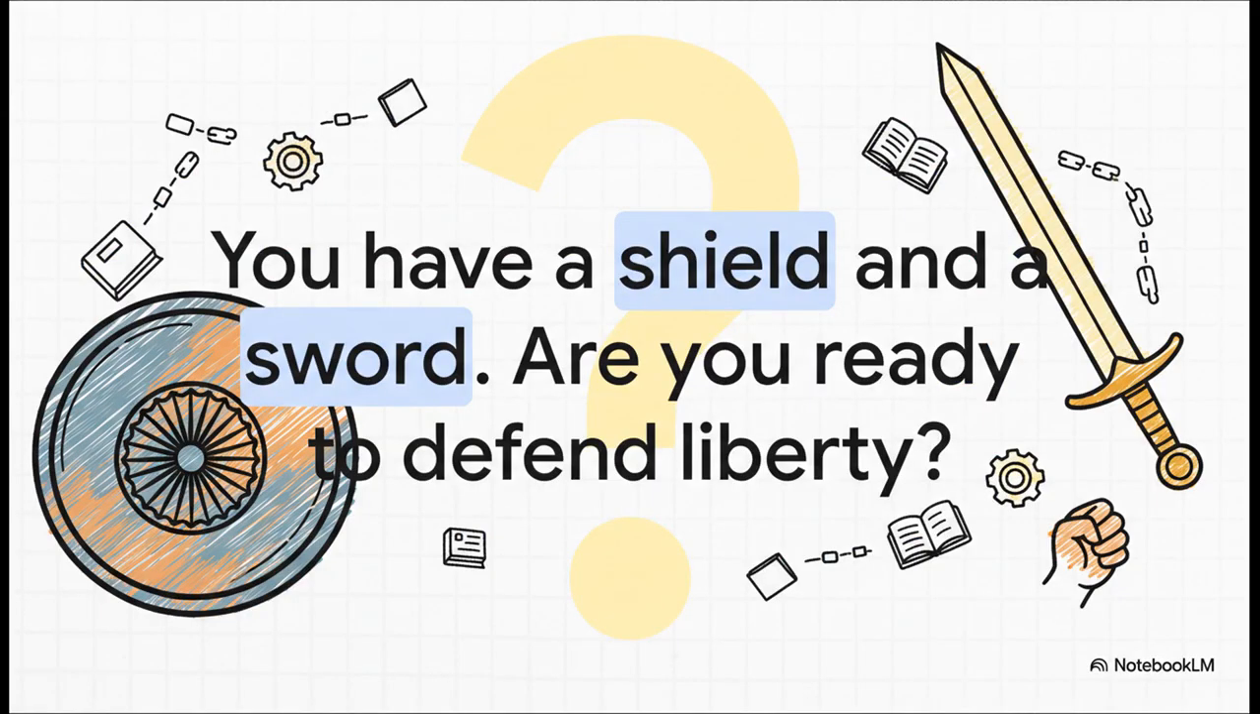So, when you boil it all down, here's the ultimate takeaway. The Constitution doesn't just say, here's your liberty, hope you enjoy it. No, it hands you the tools to protect it. It gives you a shield and it gives you a sword. So the only real question left is, are you prepared to defend that liberty?